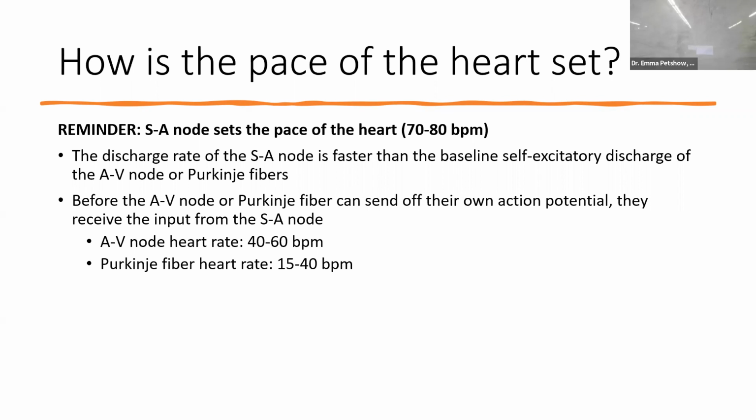That means, though, if the SA node breaks down, the AV node is going to take over, and your heart rate's going to be at 40 to 60 beats per minute. If the SA and the AV node break down, there's a blockage of both. Let's say you have an infarction that blocks that conduction pathway. Then Purkinje fibers are going to be at 15 to 40 beats per minute, which is really not compatible with life, which is why you get a pacemaker put in, which then does the pacemaking for your SA node for you, sends a signal to the heart, taking over that process.